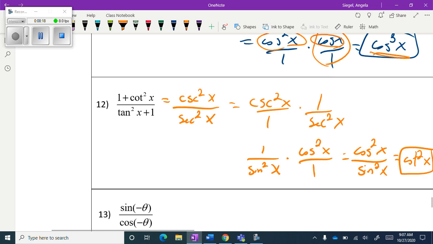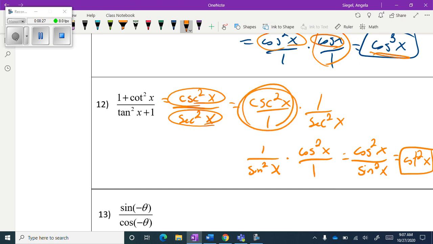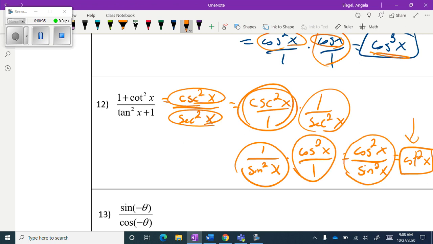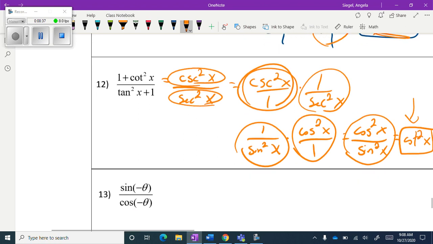On number 12, pretty much I did the same thing. So I found both of these from the Pythagorean identities, and then I pulled them apart. So this is the same thing as 1 over sine squared x, and this is the same thing as cosine squared x. So then I multiplied them together, and that is equal to cotangent squared x.